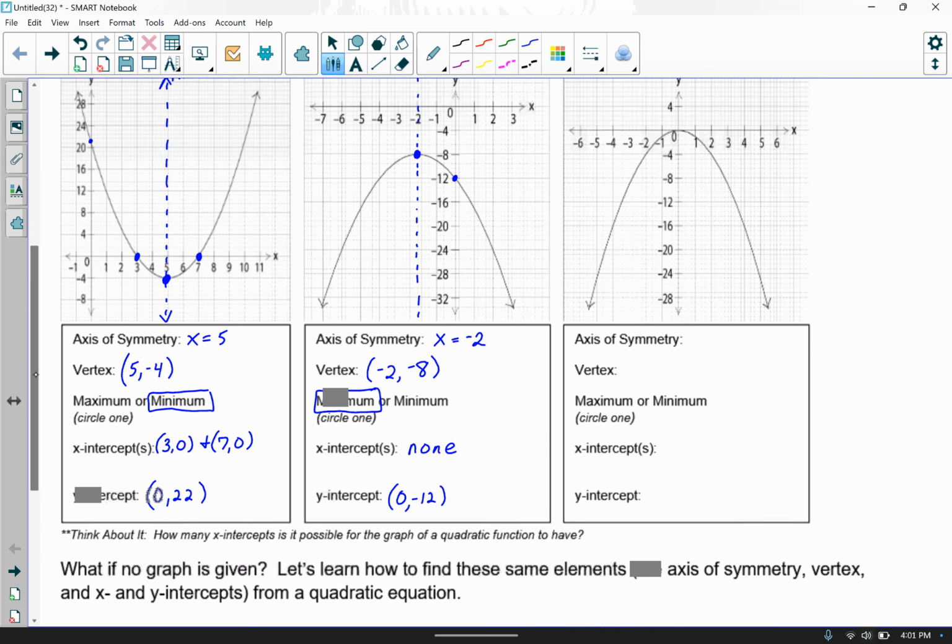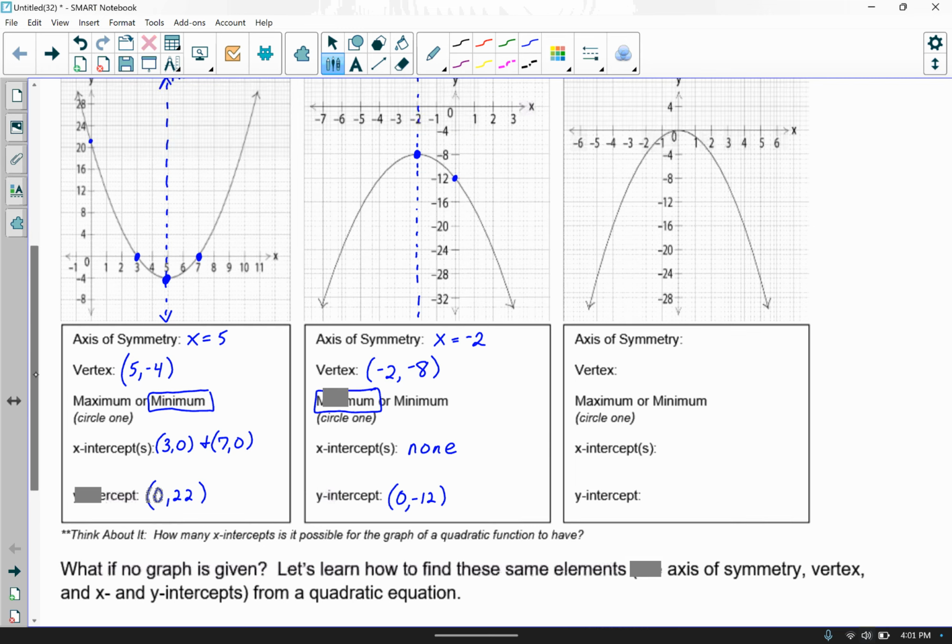Now the vertex can be found utilizing the formula given below, and essentially it builds off of that formula for the axis of symmetry. It takes that opposite b over 2a and says, okay, now you take that value, plug it into the function, and that's going to give you the y value of your vertex. So what I did down below here in example 4 is I used the exact same equation as above, and I said, let's find the vertex.